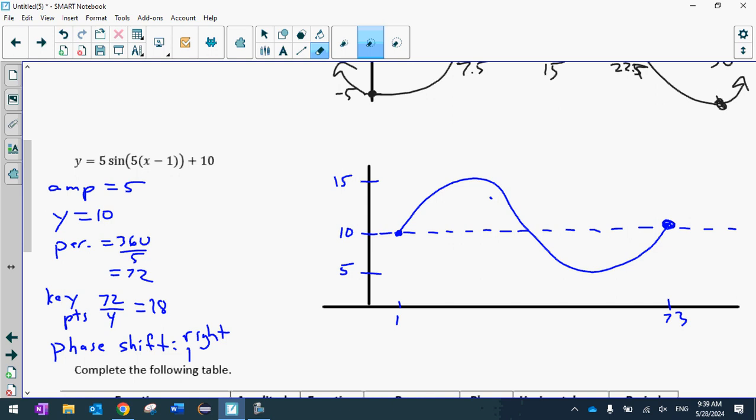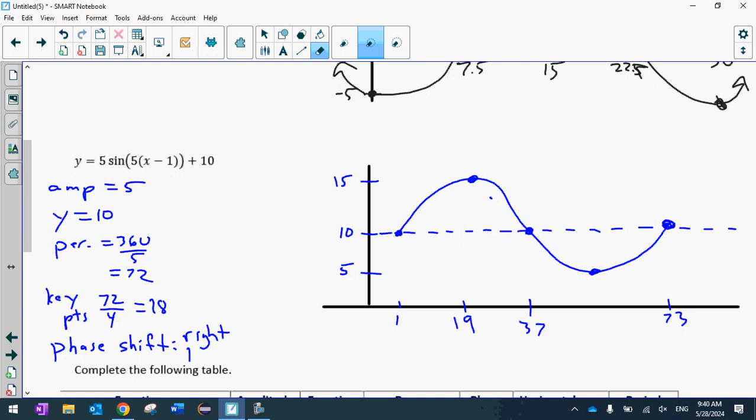Okay, now I can start thinking about where all these points are, like this point here, and this point here, and this point here. And I've got a few different ways. I could figure out what this is by knowing it's halfway between 73 and 1. That's one way to do it. Halfway between 73 and 1 would be 74 divided by 2, which I think is 37. Or I could do this. I could look at this and say, hey, this is going to be halfway between 37 and 1. Or I could just add 18 because all the key points are 18 apart. No matter what you do, that's going to be 19.